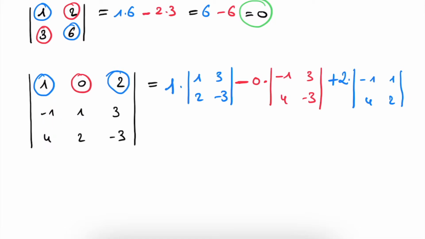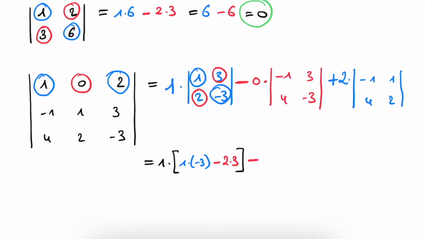And basically now the most difficult part is over. How does this look when we calculate it? So we get 1 times, and now we just calculate a 2 times 2 determinant, which we already did 3 times in the previous exercises. We multiply these 2 numbers and subtract the product of these 2 numbers. So we get 1 times minus 3, and we subtract 2 times 3. And that's already our first term.